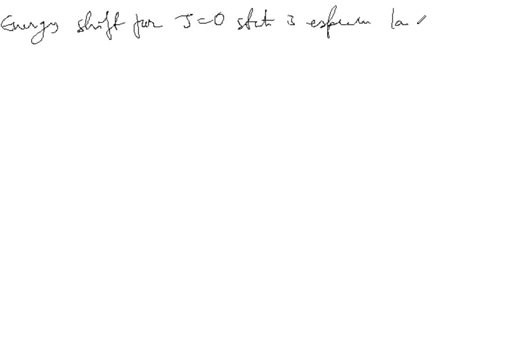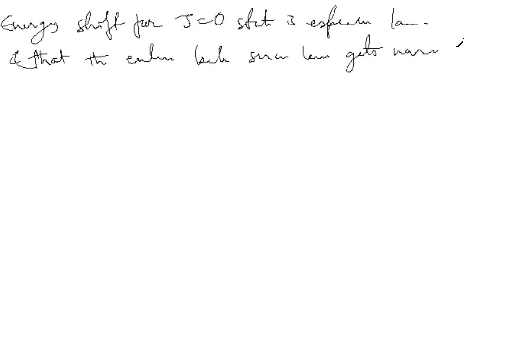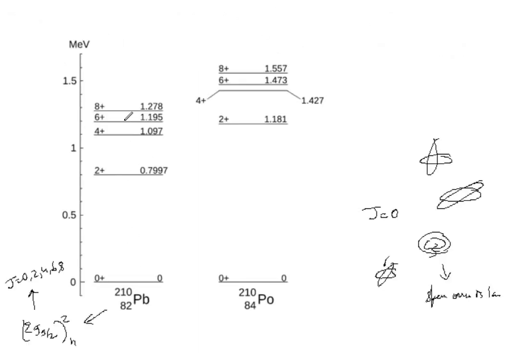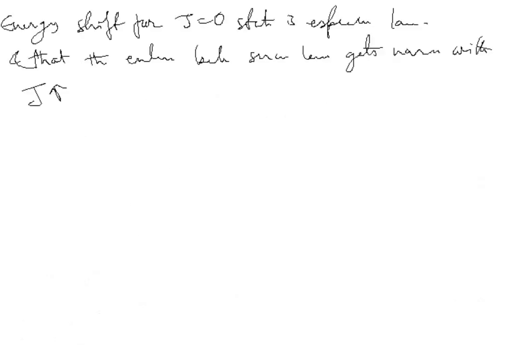The energy shift for the J equal to 0 state is spatially large, and the interval between successive energy levels gets narrower with increasing J. Look at this picture, look over here, this gets narrower with increasing values of J.